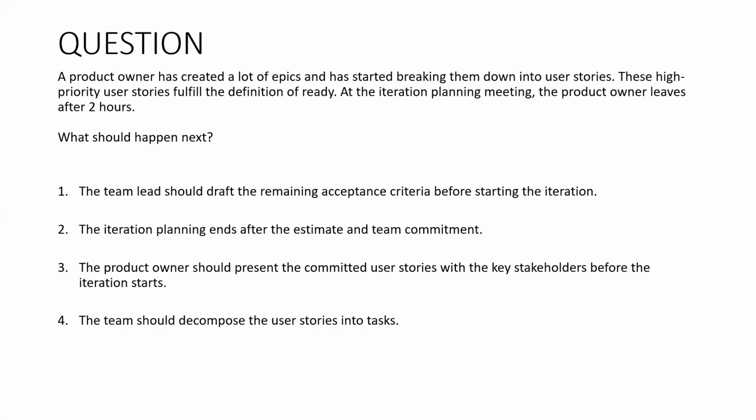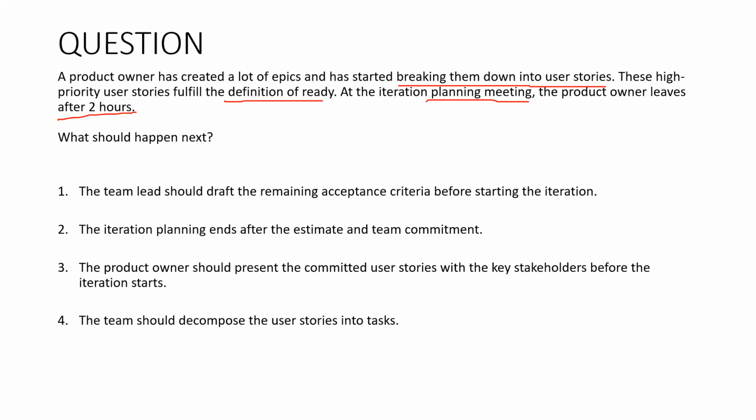And if I read it for you, I think I should read with the pen. A product owner has created a lot of epics and has started breaking them down into user stories. These high priority user stories fulfill the definition of ready. Definition of ready means that you have enough information to start the work. At the iteration planning meeting, which happens before the iteration, the product owner leaves after 2 hours. What should happen next? The team lead should draft the remaining acceptance criteria.